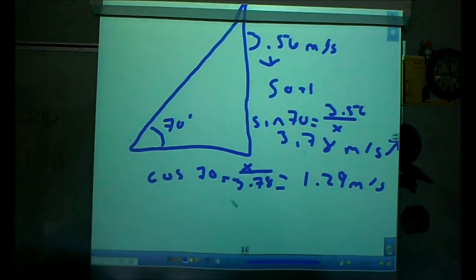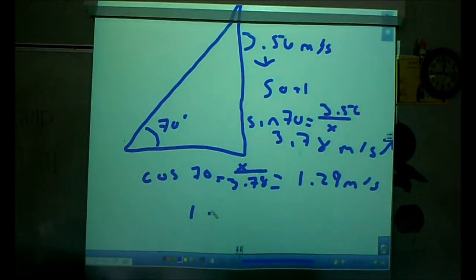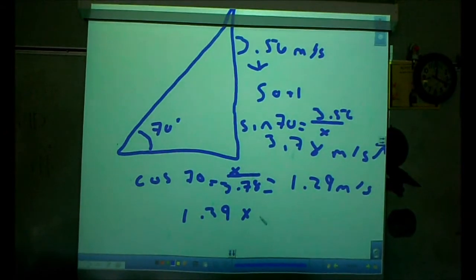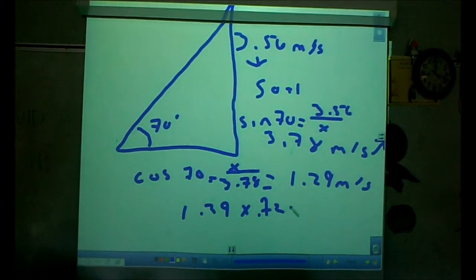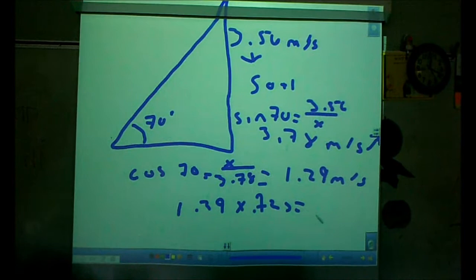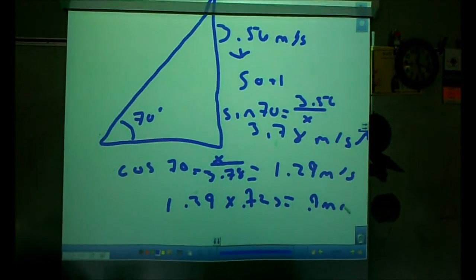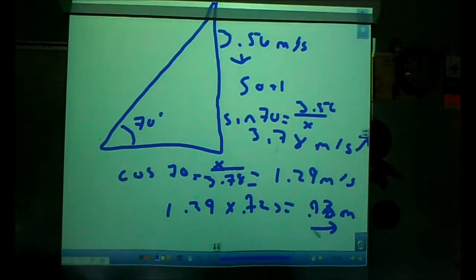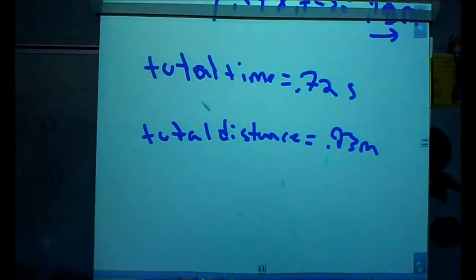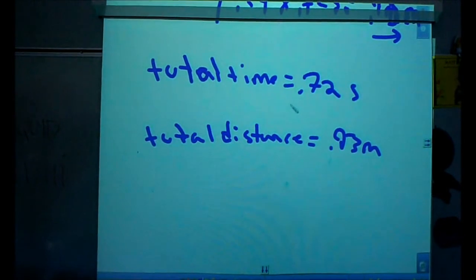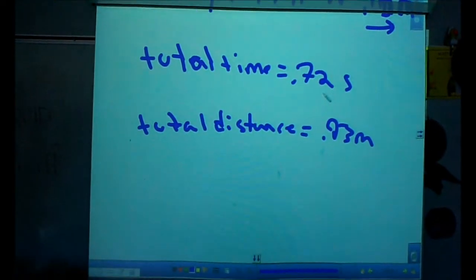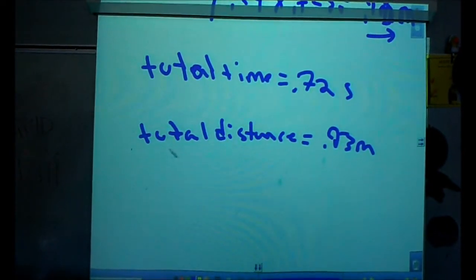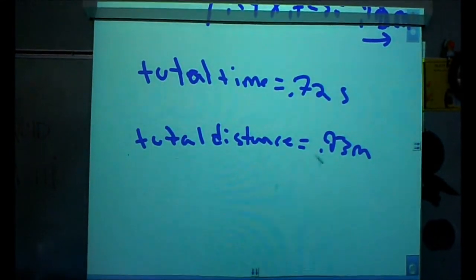To find the total distance, you need to multiply 1.29 times the total time it took to go up and down, which was 0.72 seconds, which would equal 0.93 meters distance across. So the two answers that you get: the total time is 0.72 seconds to get up and down, and the total distance the bird would go is 0.93 meters.